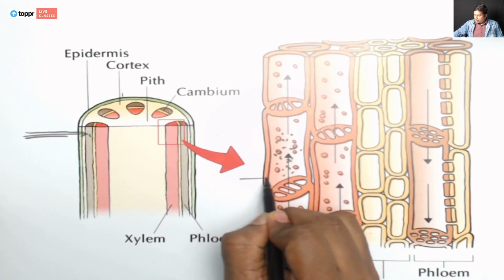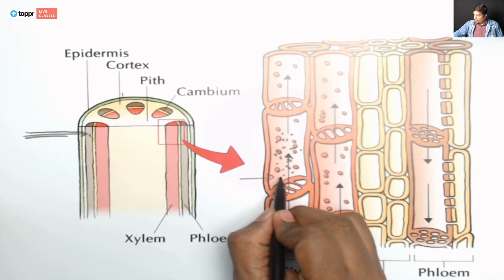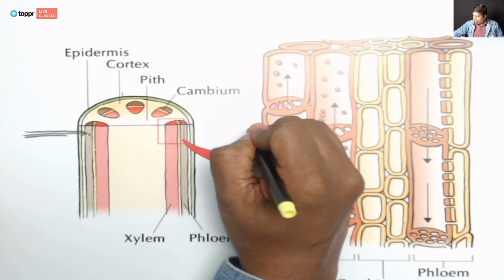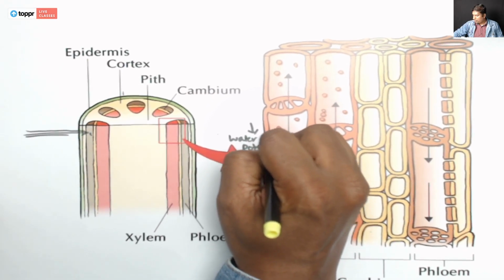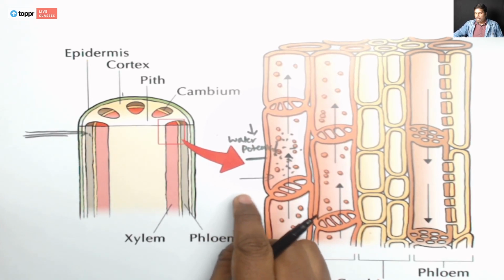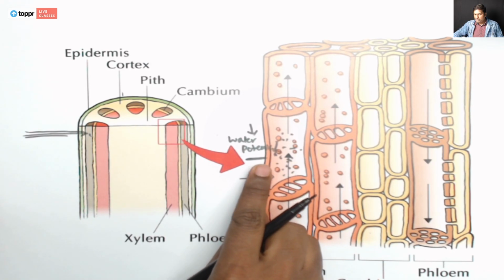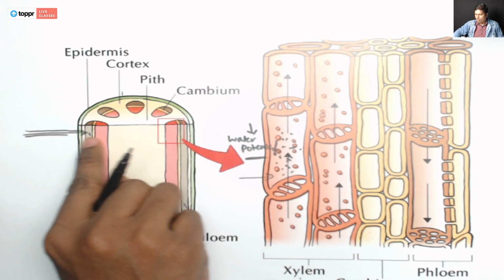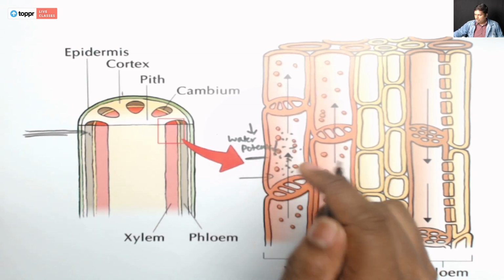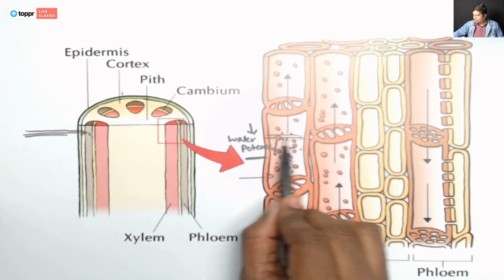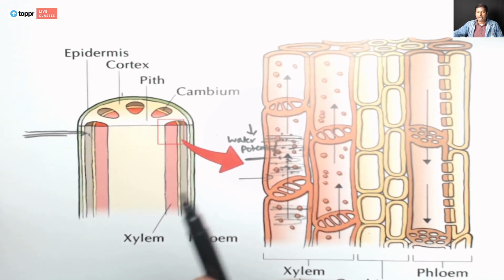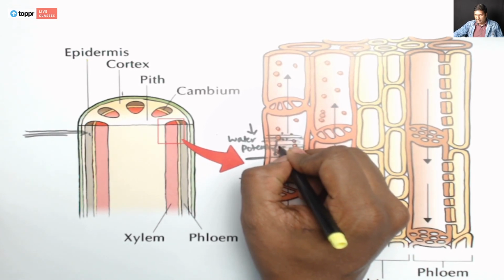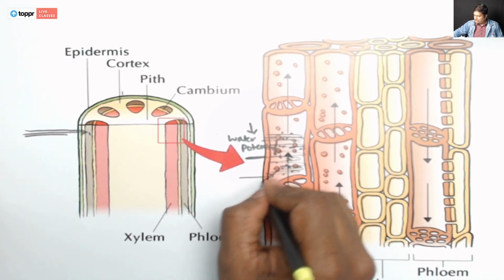Now the ions which are accumulating here will lower the water potential, and because the water potential is going down, more and more water is pulled from outside into the xylem. So more and more water starts to accumulate here. When that happens, the hydrostatic pressure here increases.